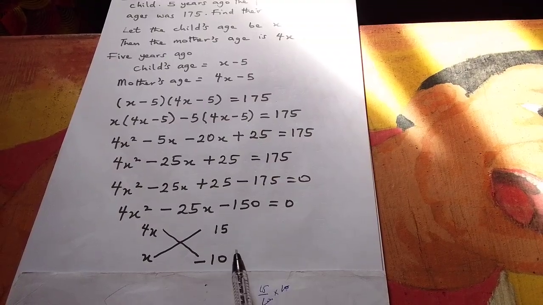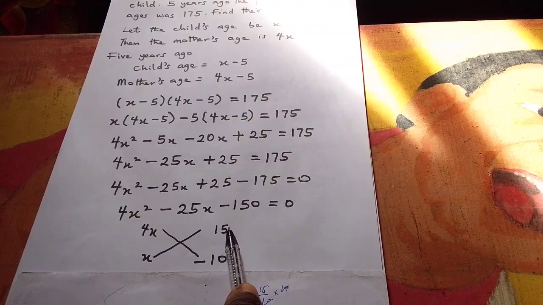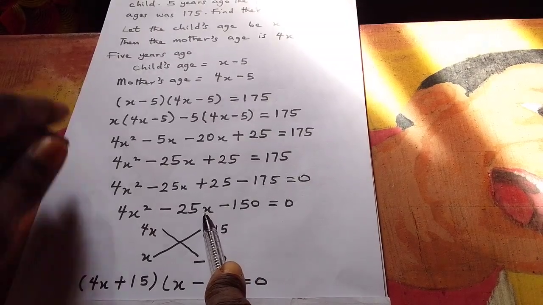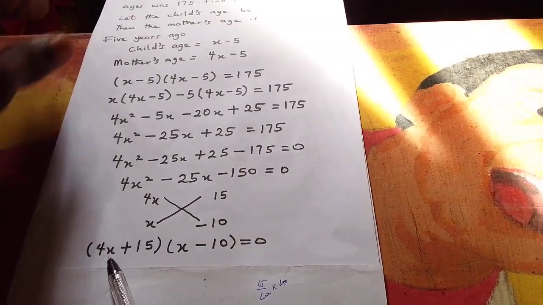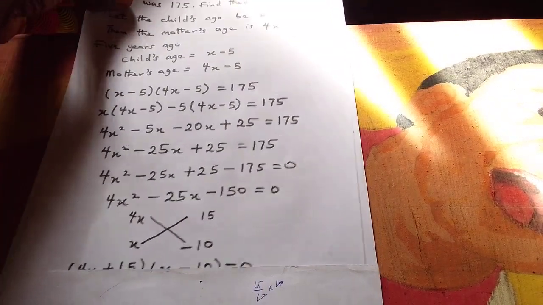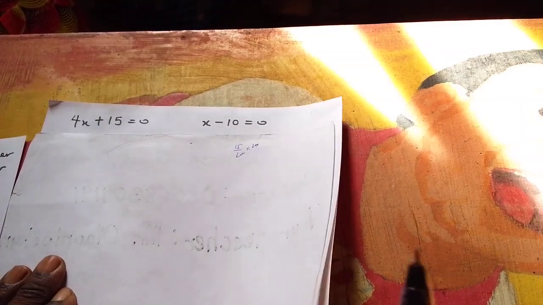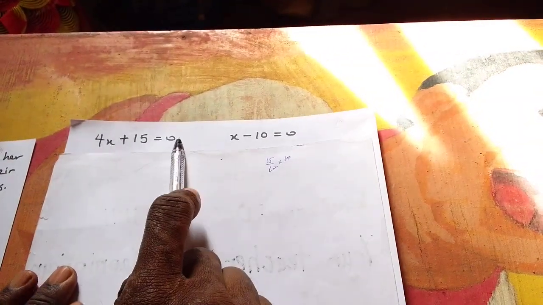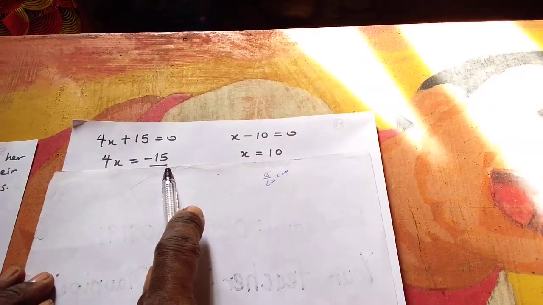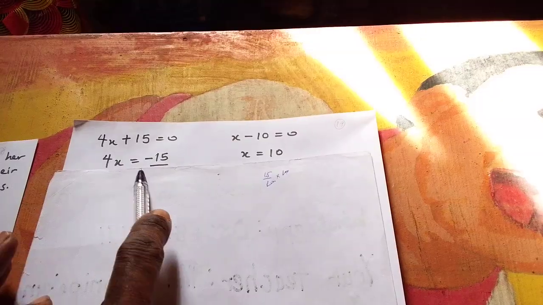4x times minus 10 will give us minus 40x. X times 15 will give us plus 15x. Minus 40x plus 15x will give us minus 25x. So that means those are the factors of the equation: 4x plus 15 and x minus 10 equals 0. So 4x plus 15 is equal to 0. Bring the 15 to this side, it now turns to minus 15. Divide both sides by 4 to get x.